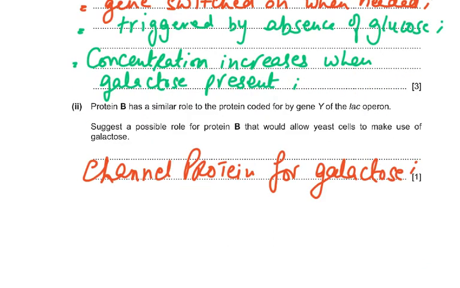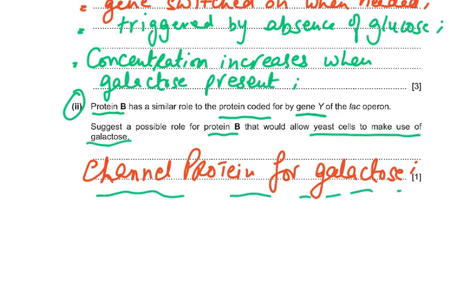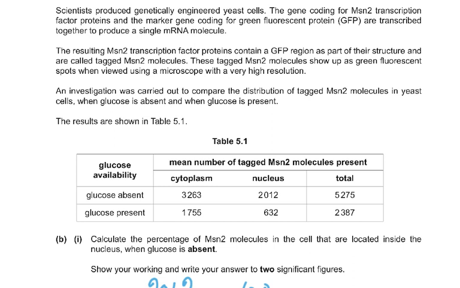Then we come to part 2 of the question. Protein B has a similar role to the protein coded for by gene Y of the lac operon. Now that, of course, was the permease one. So suggest a possible role for protein B that would allow yeast cells to make use of galactose. It's a channel protein for galactose so that it can enter and be used. The channel protein must be in the cell membrane of the yeast cell, and that is going to facilitate the movement of galactose into the yeast cell so that, of course, it can be metabolized.